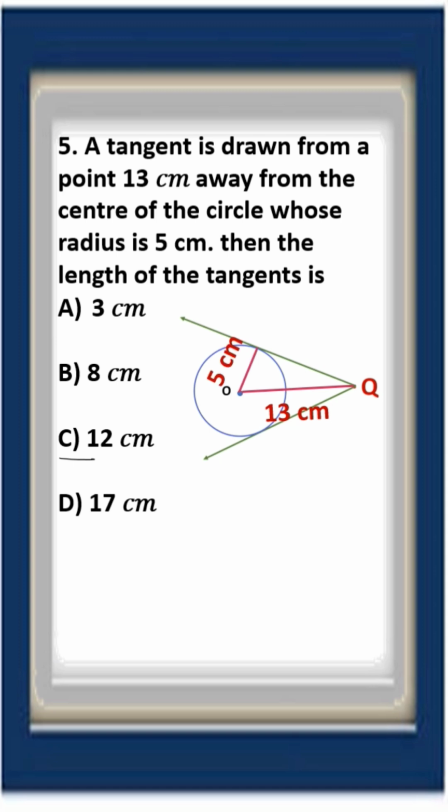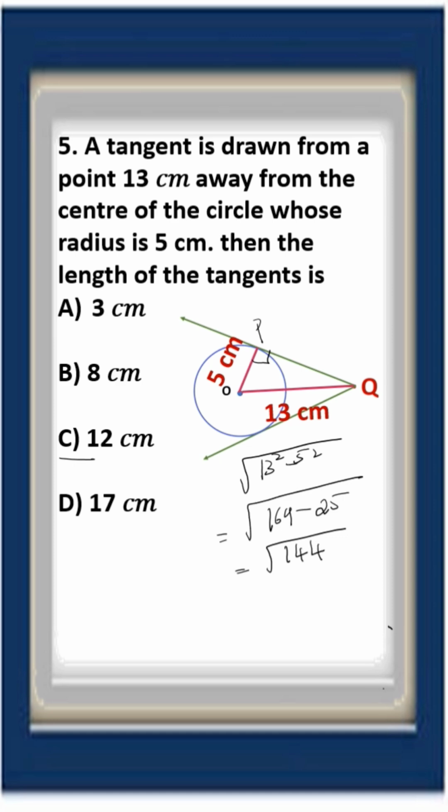Now square root of 13 square minus 5 square, because it is a right angle triangle, that is equal to 169 minus 25, that is equal to 144, root of 144, which is equal to 12 centimeter. So option C is correct.